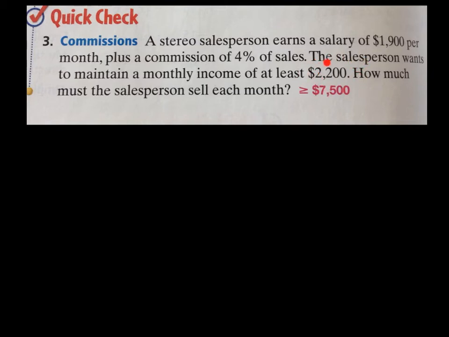You can see the answer here, obviously. But this is what they get paid flat rate. If they sell nothing, that's how much they get paid. Every time they sell something, they get 4%. So if they sell $100, they get $4. They sell 200, they get 8. Kind of the idea there.